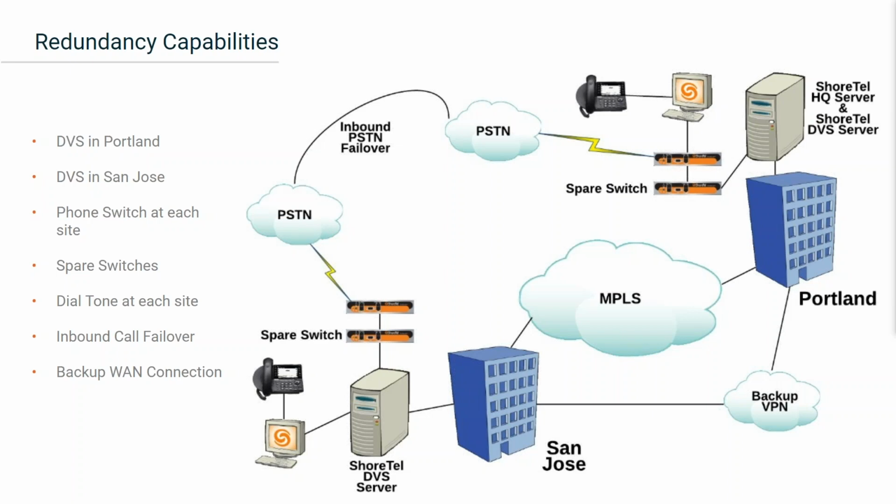The second thing we've done in this setup is we have a DVS in San Jose. San Jose is a remote site. We put a DVS out there. So that local site now has auto attendant, voicemail, workgroup, desktop client control locally, which means we don't rely on MPLS or WAN connection to provide those services to customers, or to employees, sorry, and giving us survivability.